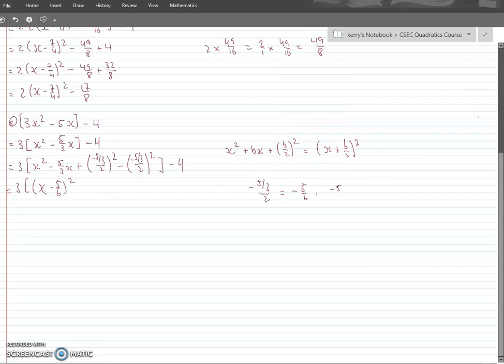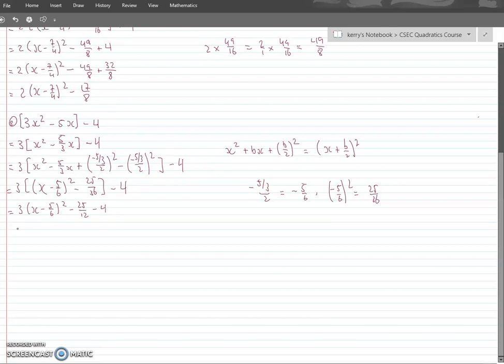And now when you square that, you get positive. So that's minus 5 squared is 25 over 6 squared is 36. So this becomes minus 25 over 36, minus 4. Good, we're almost done. 3 multiplied by the first bracket is 3 into x minus 5 over 6 squared. And 3 by 25 over 36, the 3 and the 36 will cancel to give you minus 25 over 12 minus 4.